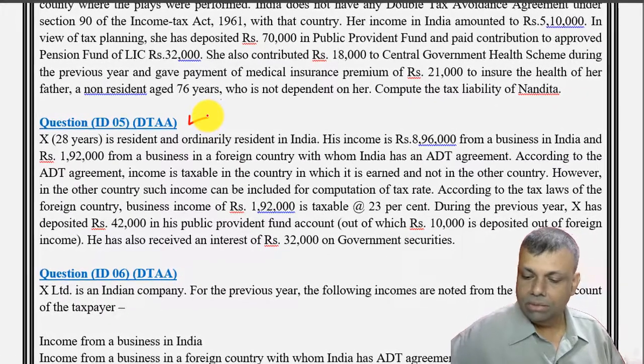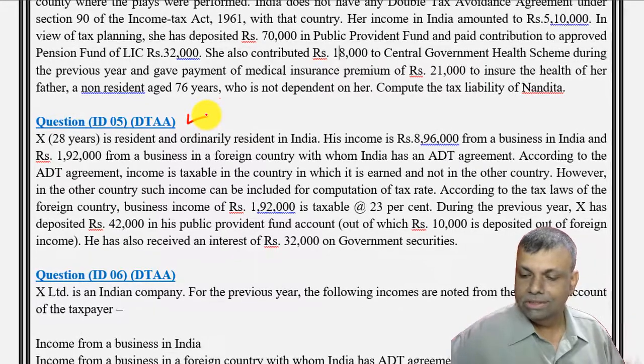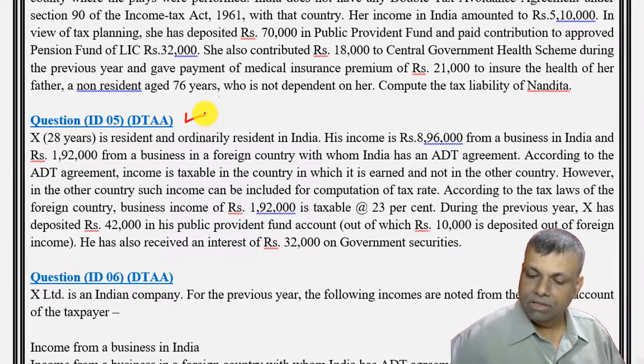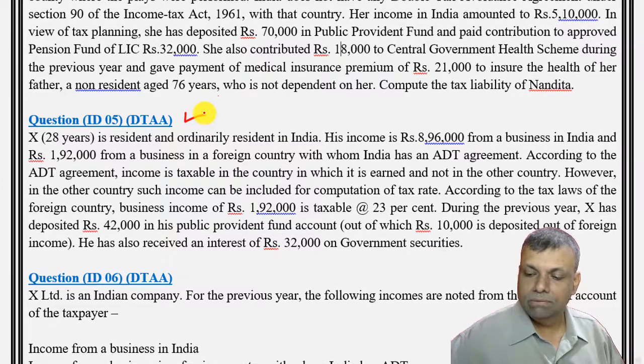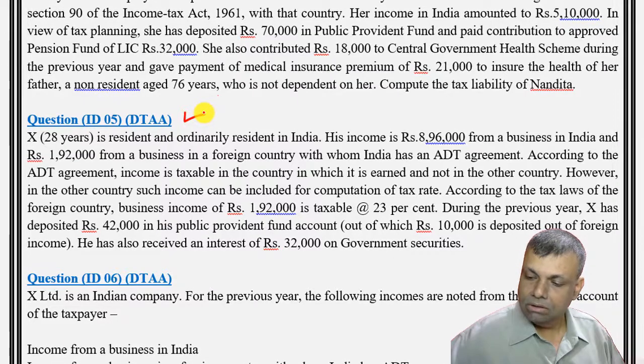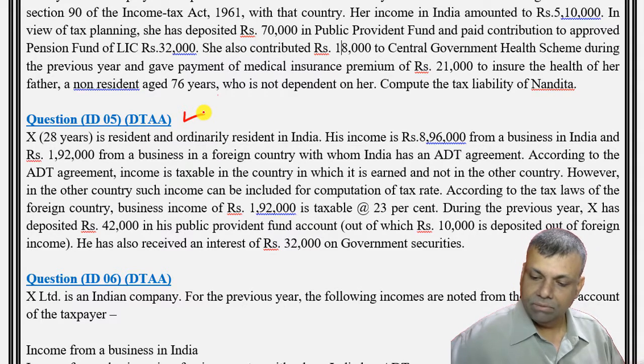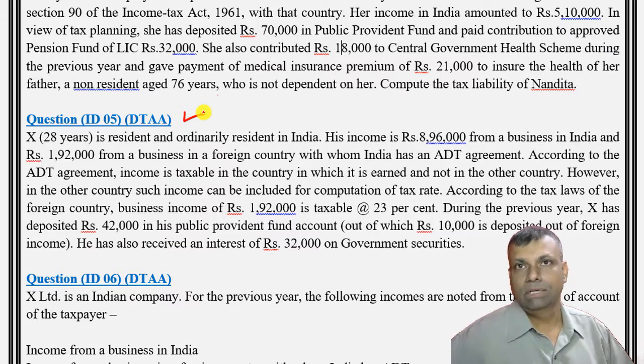According to the ADT agreement, income is taxable in the country in which it is earned and not in the other country. However, in the other country, such income can be included for the computation of tax rate. According to the tax laws of the foreign country, business income of 1,92,000 is taxable at the rate of 23%. During the previous year, X has deposited rupees 42,000 in the public provident fund account, out of which rupees 10,000 is deposited out of the foreign income. He has also received an interest of rupees 32,000 on government securities.